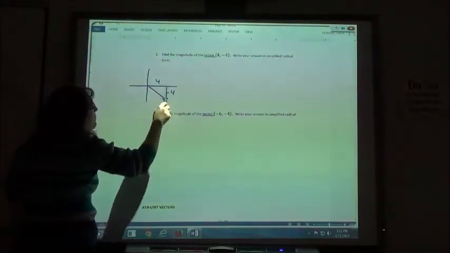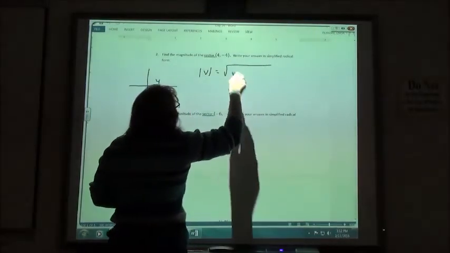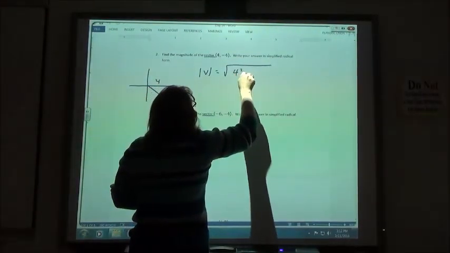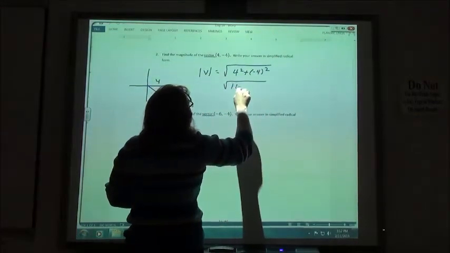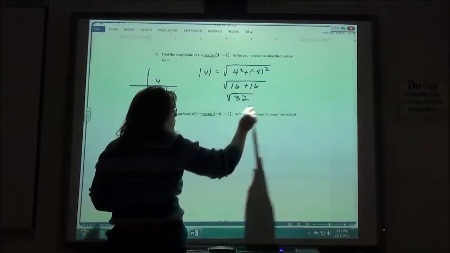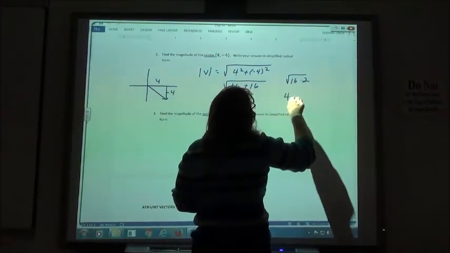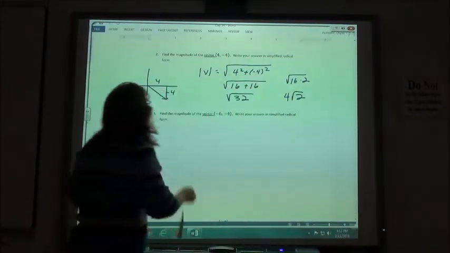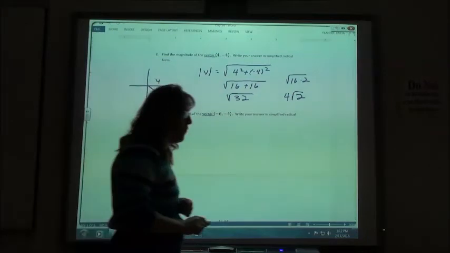But again, we're finding the magnitude of our vector, and so we're just going to do the square root of a squared plus b squared. So I would have 16 plus 16, which gives me 32. 32, we would say, is the square root of 16 times 2. So 4 square root of 2 would be the magnitude or the size of your vector.